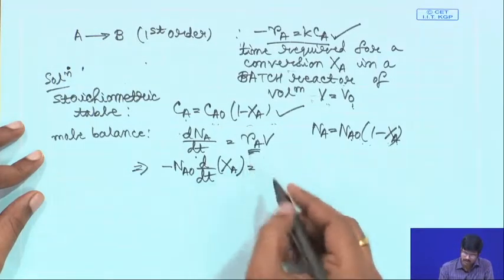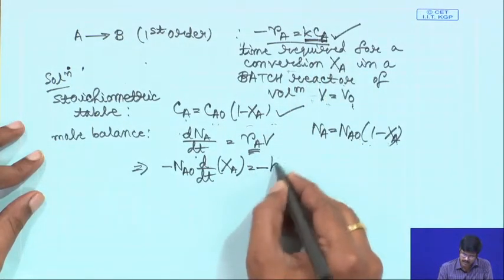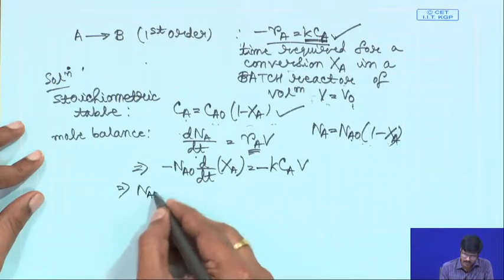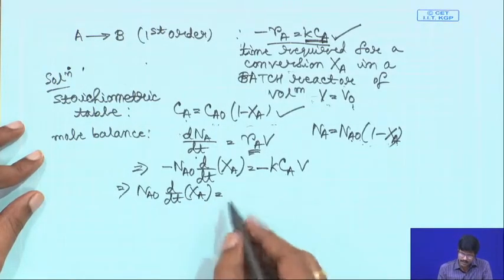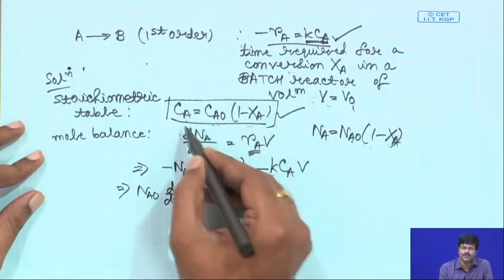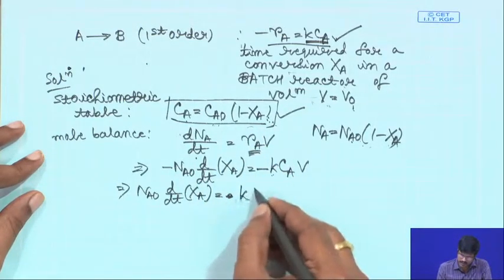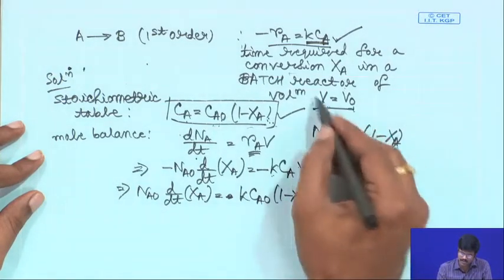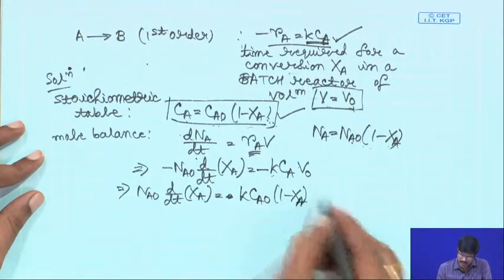And for the rate, you are putting this expression k into Ca, so minus k into Ca into V. The minus goes, so that will be Na0 into d/dt of xa equal to k into Ca. You can get the expression of Ca in terms of conversion and the initial concentration, so put that here: k into Ca0 into 1 minus x. And V is V0 here, the volume of the batch reactor, which we have already defined in the problem, and this is xa.